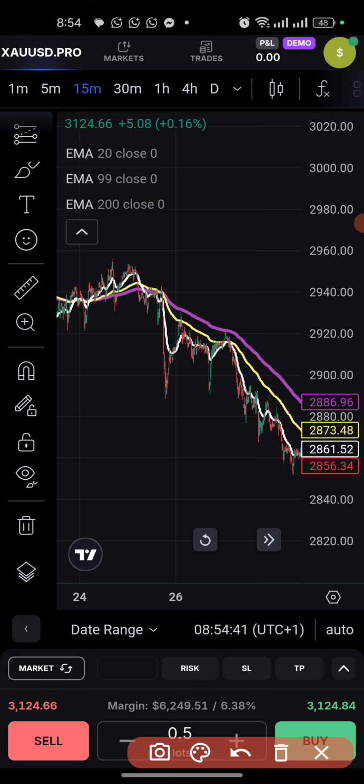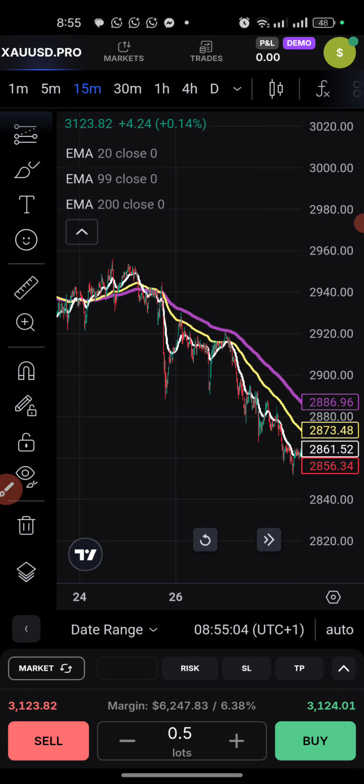The 200 EMA, if it's above, we're looking for buys. If it's below, we're looking for sells. Many times you would find on the lower time frame, so if I come to the 1 minute time frame or the 5 minute time frame, usually you will see the trend starting to change first on the lower time frames.